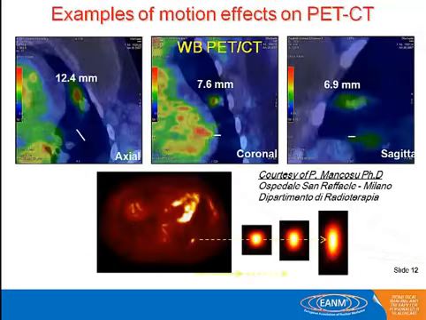Here is an example. You can see how large the spatial difference is between the lesions. So we have a lesion that probably is less than 6.9 millimeters, and it happens to be 12 millimeters. It's really a large discrepancy. You can see how it changed the lesions.